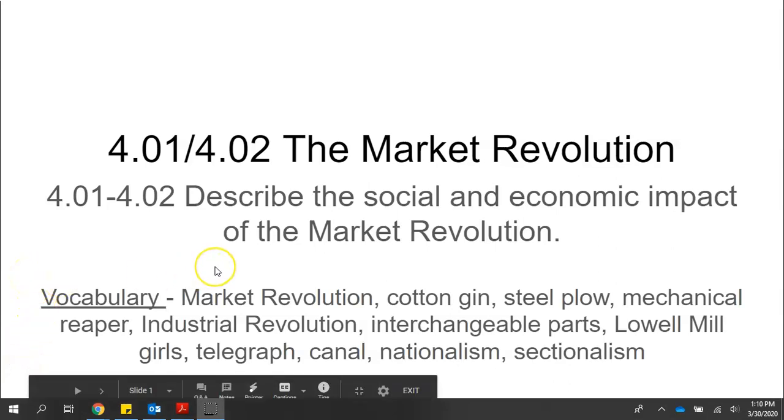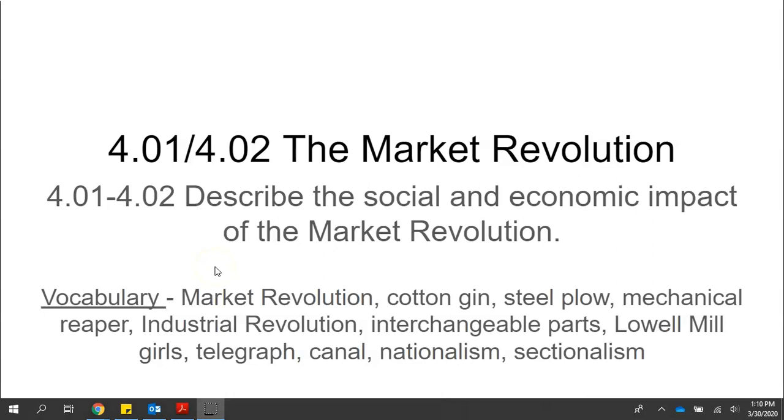So make sure that you have gotten your objective and your vocabulary in your objective tracker and your warm-up as well, so we can go ahead and get started with the market revolution.